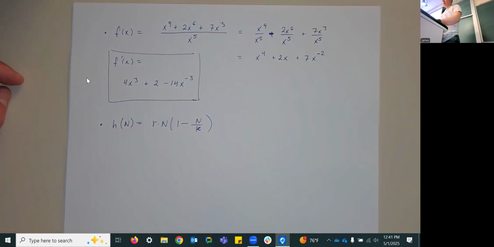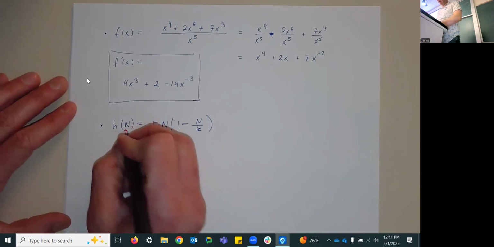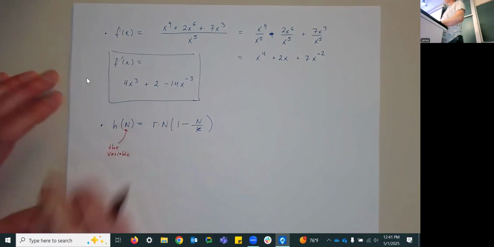Is it r, is it n, or is it k? It's definitely n, right? Because I wrote h of n. This notation over here is what's telling me that that's the variable. And everything else plays the role of a constant.